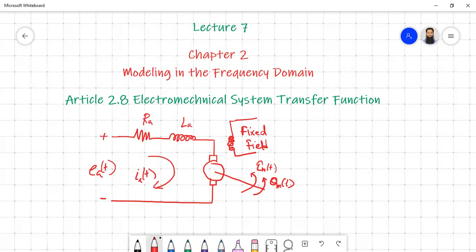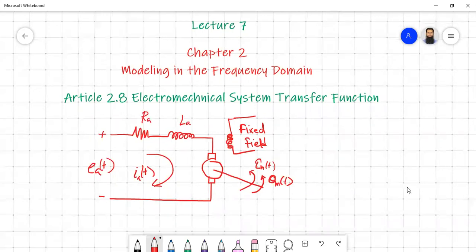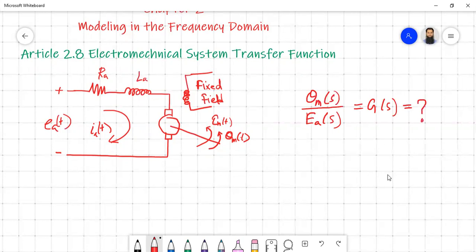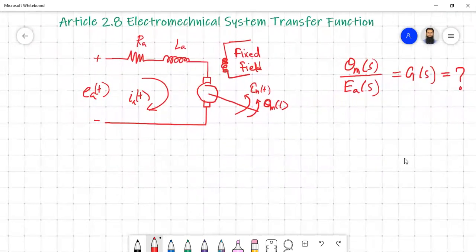For this system, we have to figure out the transfer function. The transfer function is from the output of this device, theta_m(s), to the electrical input that we are applying, E_a(s). So this is our required transfer function G(s) for this electromechanical system, and we have to figure it out.